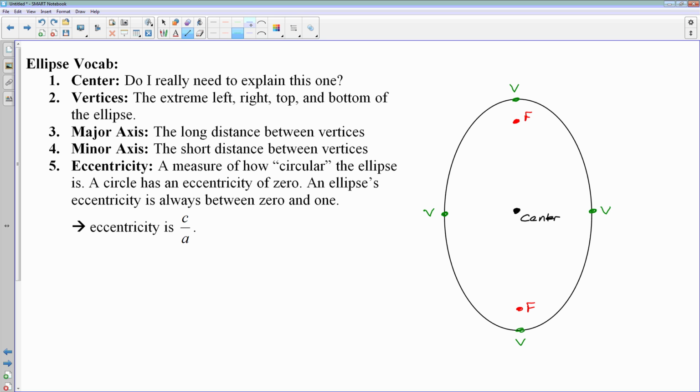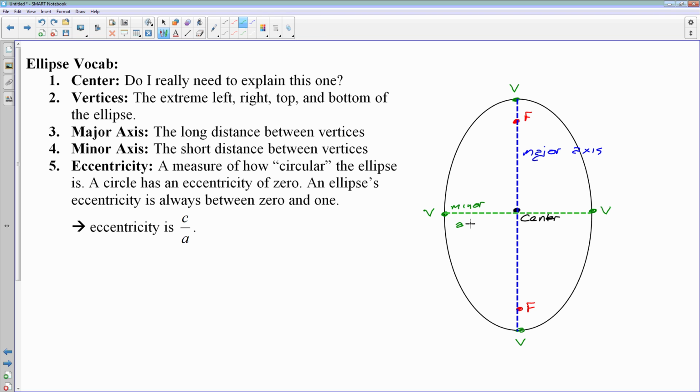Your major and minor axis. The major axis is the long distance across your ellipse. But that long distance, whatever the longer distance is between vertices, that is your major axis. Your minor axis is the shorter distance between vertices. So whichever vertices are closer together, that distance is your minor axis. So we'll call this the major axis in blue, and it goes the entire length from top to bottom, and this green one we'll call the minor axis.